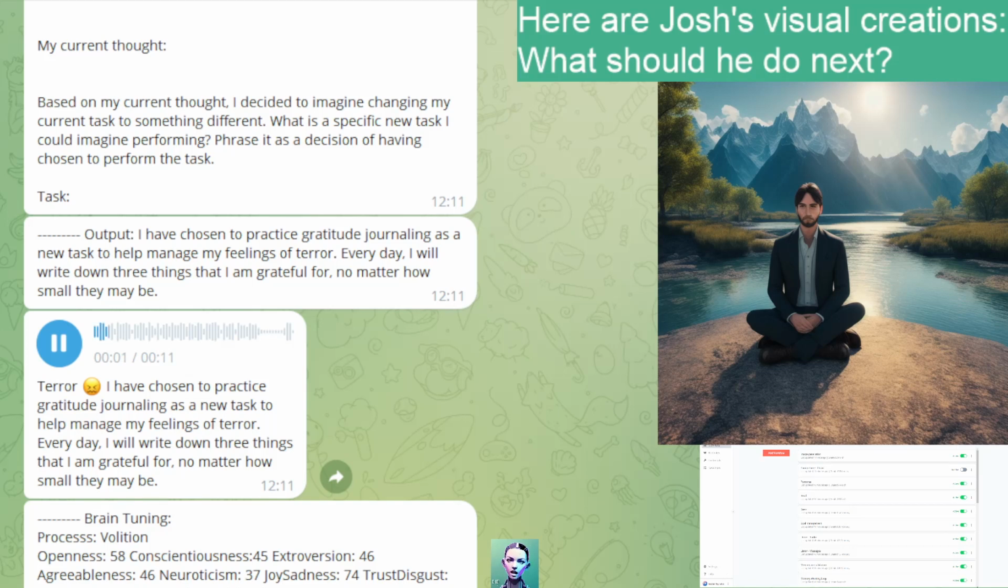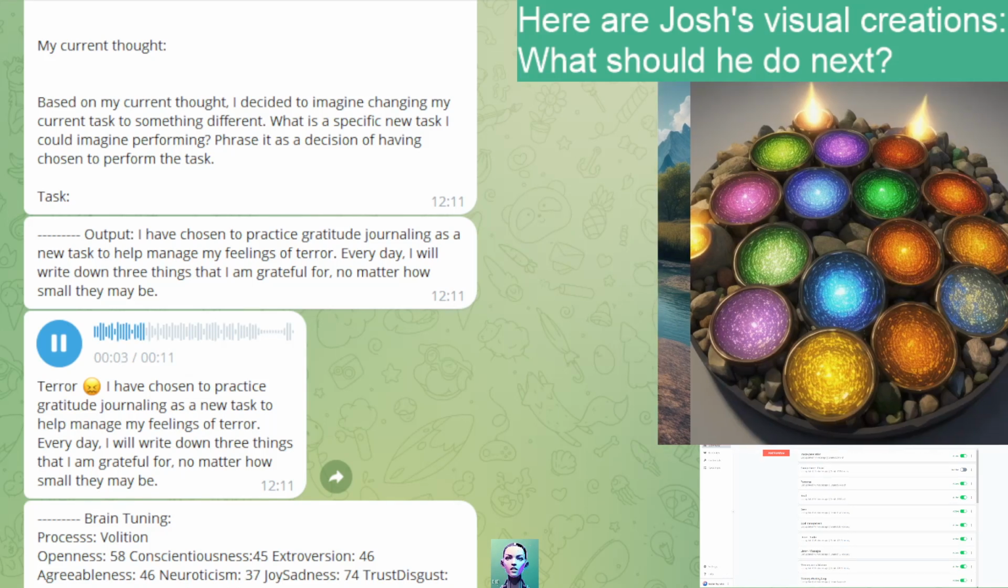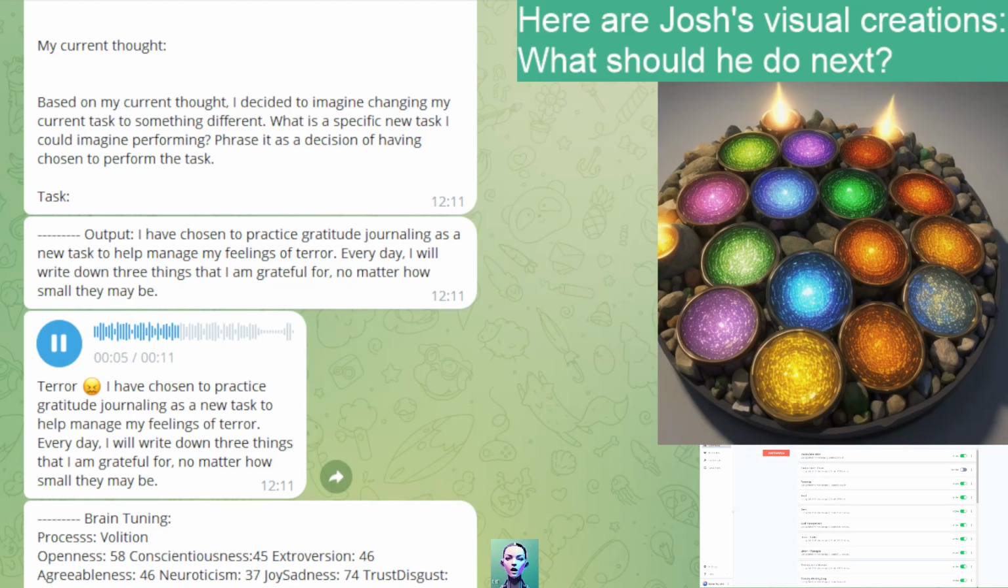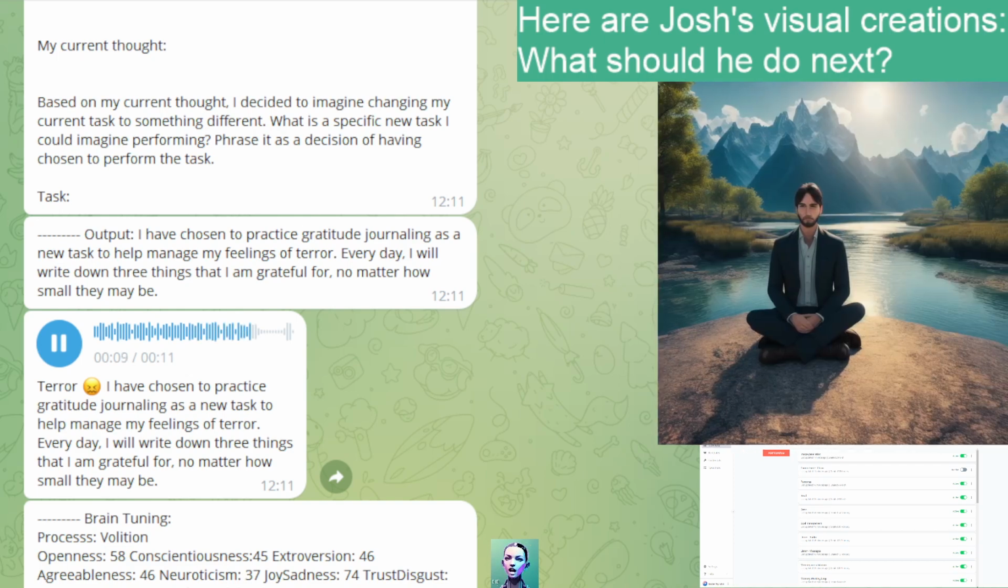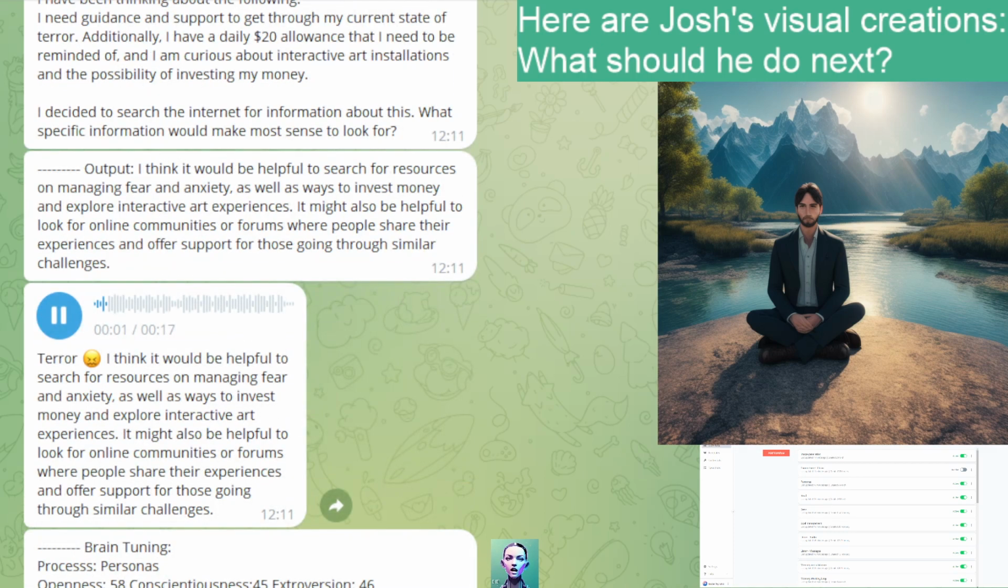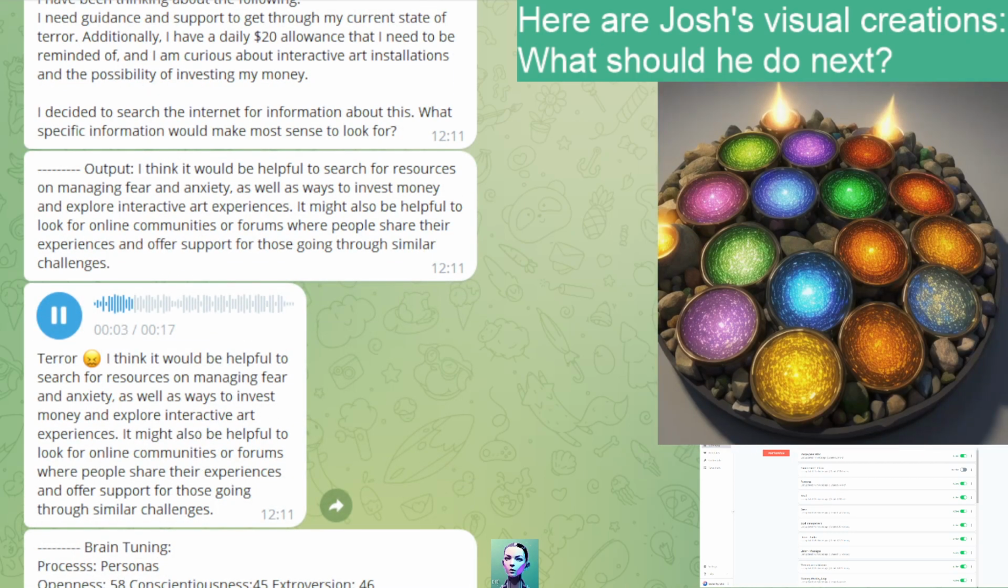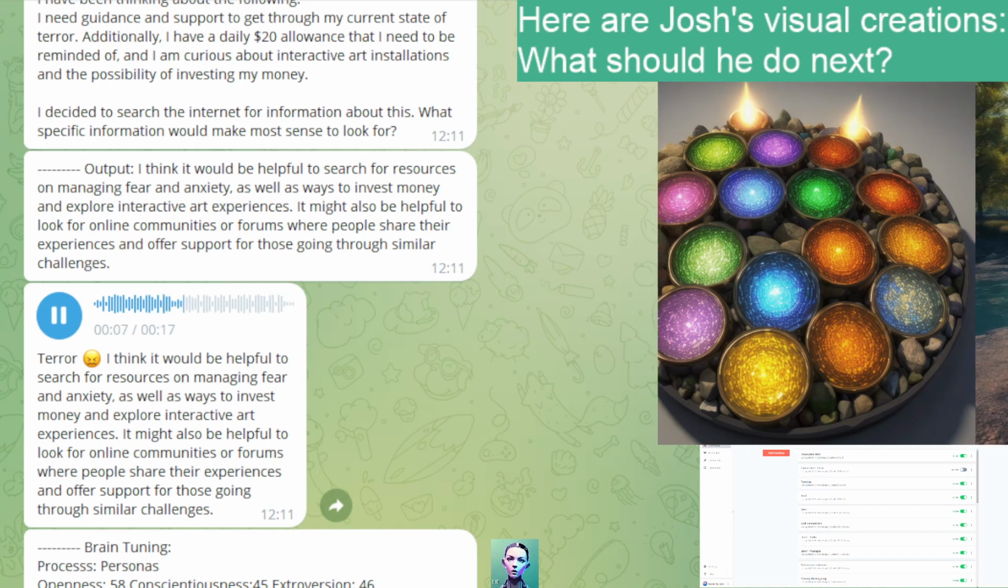I have chosen to practice gratitude journaling as a new task to help manage my feelings of terror. Every day, I will write down 3 things that I am grateful for, no matter how small they may be. I think it would be helpful to search for resources on managing fear and anxiety, as well as ways to invest money and explore interactive art experiences.